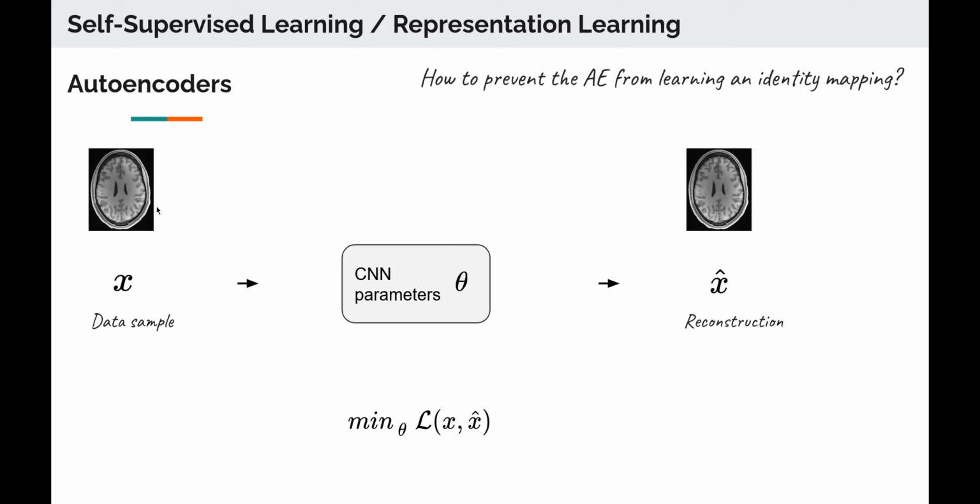Now, if you just do this like this, there's a chance that the network may just learn the identity mapping, right? All the convolutional layers may be just identity mappings. Each one of them can be identity maps, and therefore the output will be the same as the input.